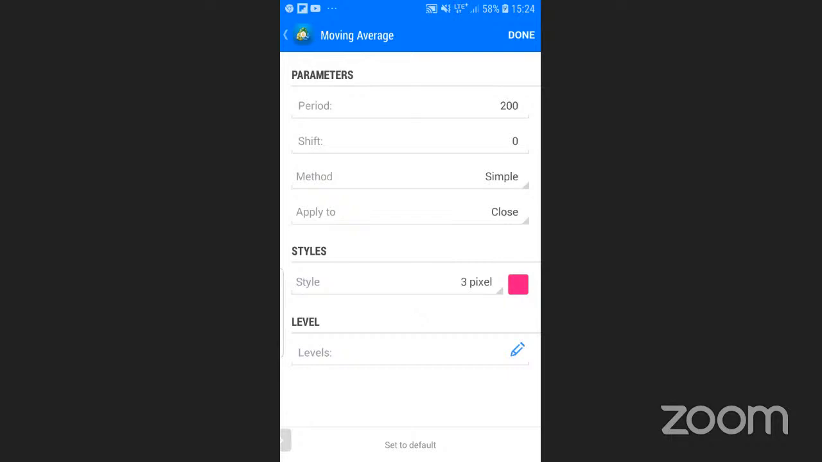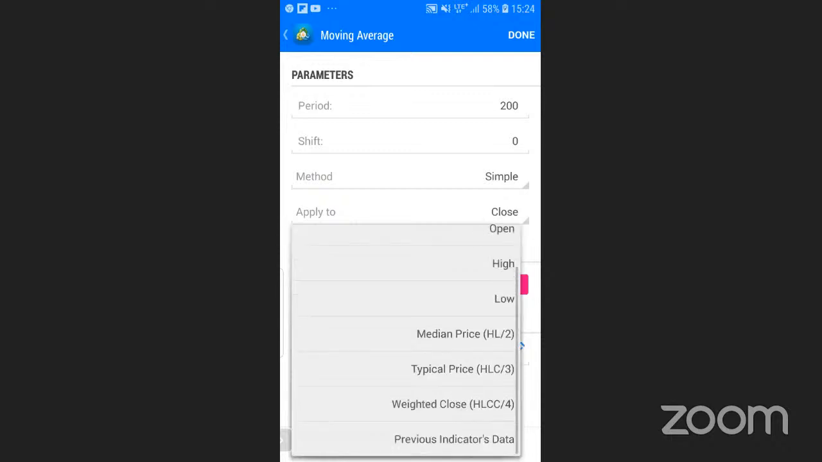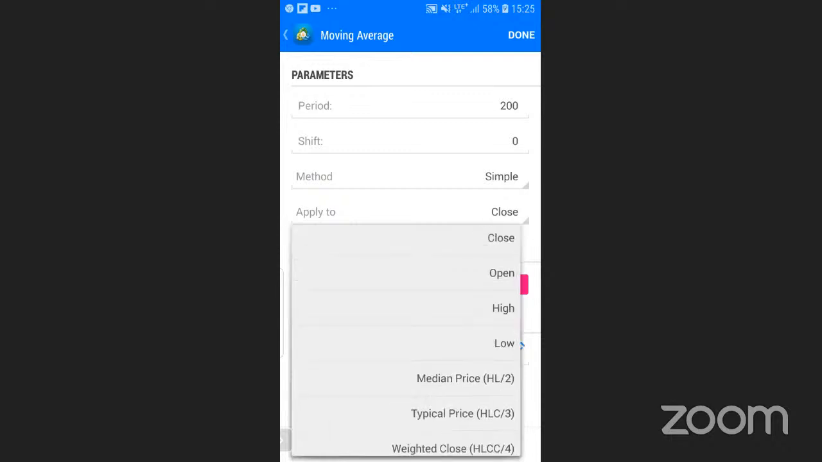You can apply it to 5 minutes time frame. You can apply it to 20 minutes time frame. You can apply it to daily time frame. That one, you determine on the chart. But right now, I'm determining here the 200 period moving average. Method is simple. Apply to the closing price. I don't want opening price. I don't want high price. I don't want low price. I'm interested in the closing price of candles, right?